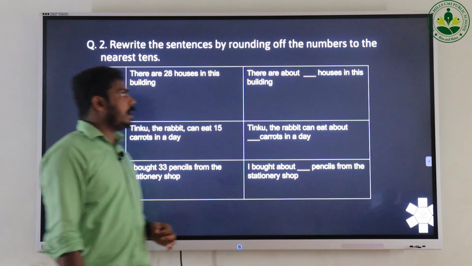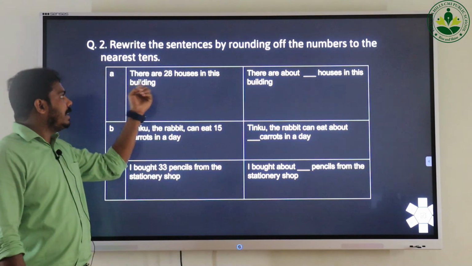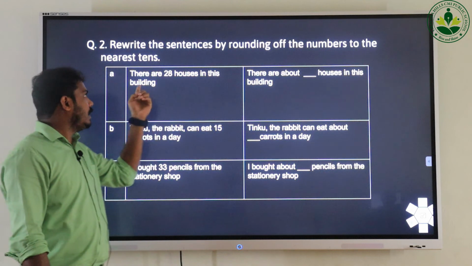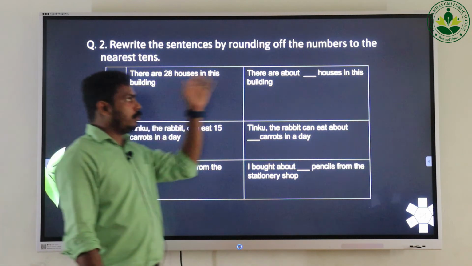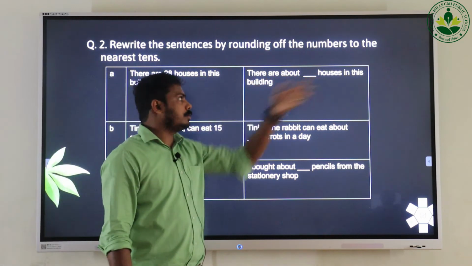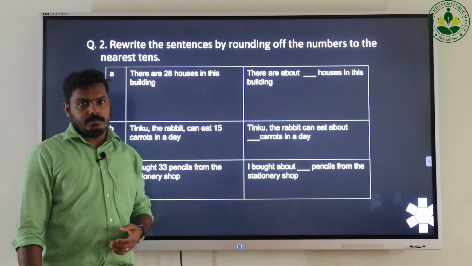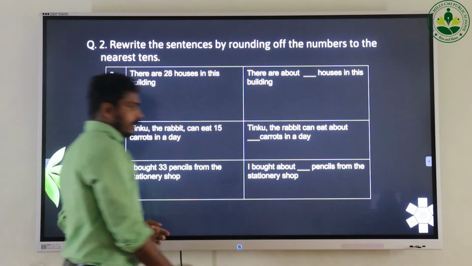Next question, question number 2. Rewrite the sentence by rounding off the numbers to the nearest 10. Here the first sentence, that is, there are 28 houses in this building. In a building there are 28 houses. We need to round off 28 to its nearest 10. There are about dash houses in this building.